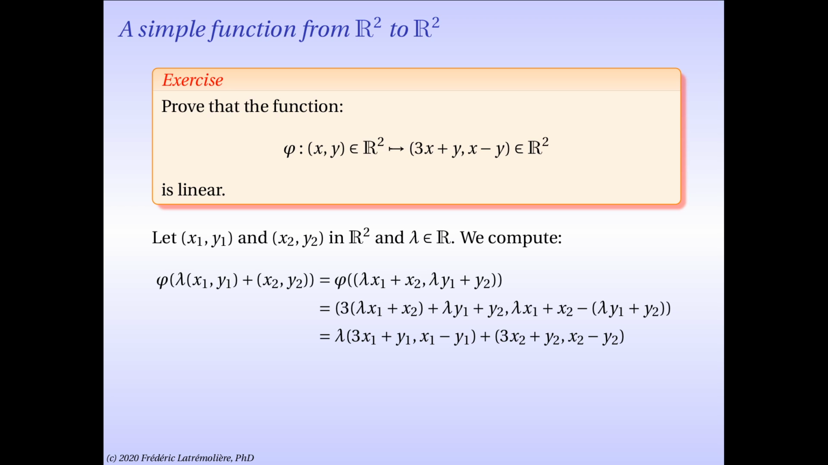This is the expression that you naturally obtain. You cannot factor lambda from every term, but that's to be expected, and we recognize from this expression that you get lambda phi of x1, y1 plus phi of x2, y2. Since this is true for any arbitrary pair of vectors in R squared and any scalar, we have indeed shown that phi is linear as desired.